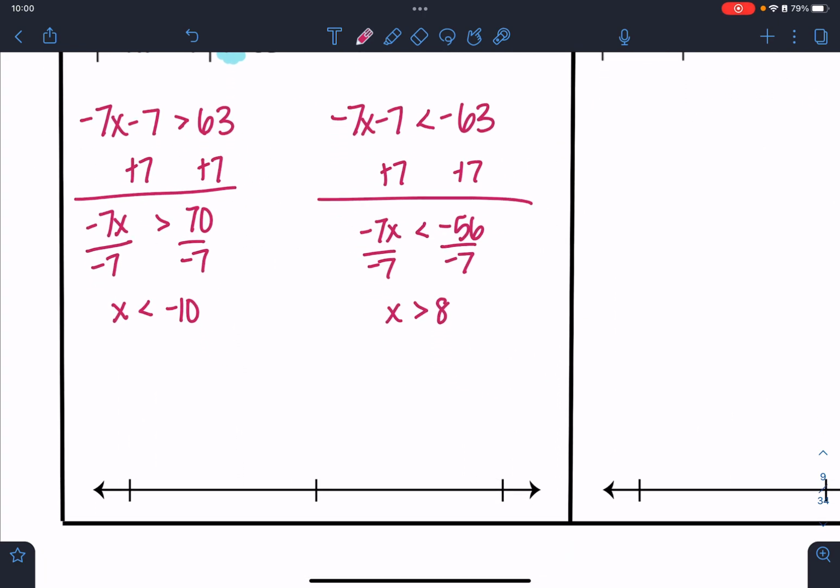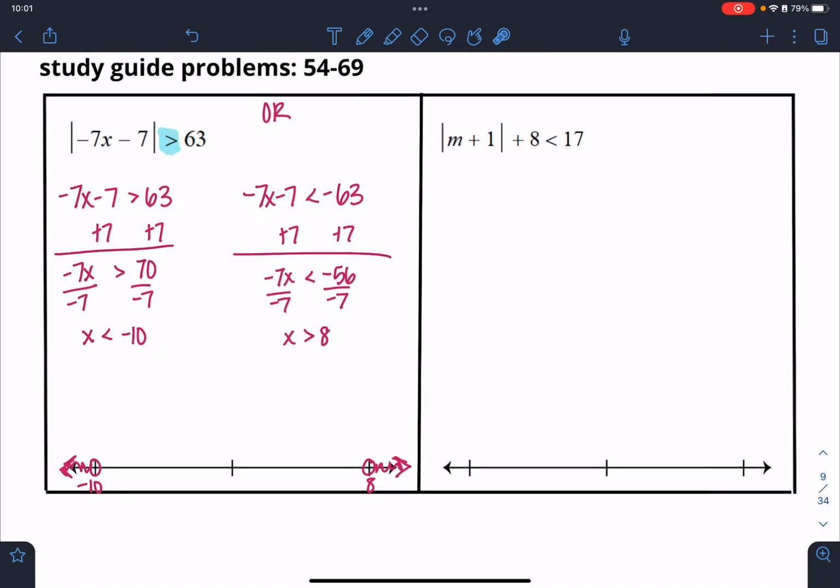Okay, so here's my answer. So we need to put the smaller number first. The negative 10 is smaller. Then I need to put the 8 larger, both open circle, and we're shading out. Your arrows should match up with that, though, because look at what's happening. This one, with the 10, we're shading to the left, okay? This symbol with the 8, we're shading to the right, okay? So we shade out. So your symbols there should go opposite of each other.